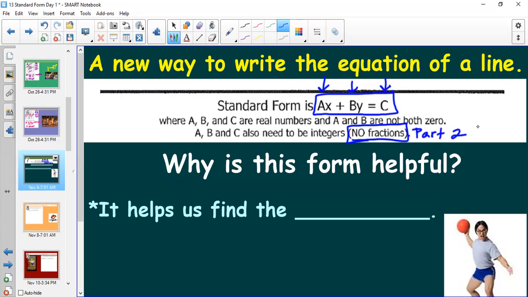Okay, so why is this form helpful? Well, one, we see it more often in everyday life. And two, it helps us find both the x and y intercepts. And then we can graph. In this form, it's really easy to find the x and the y-intercept. So let's go through one example.